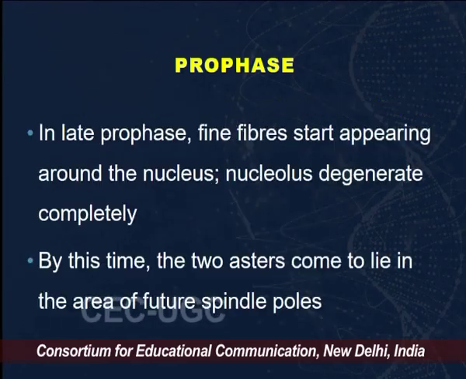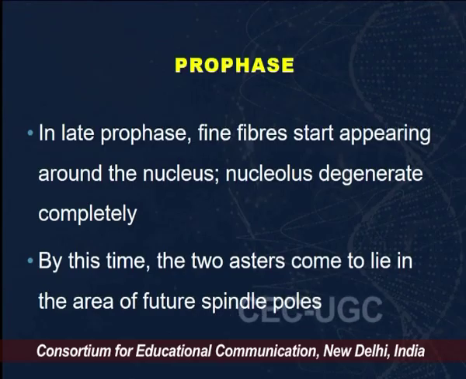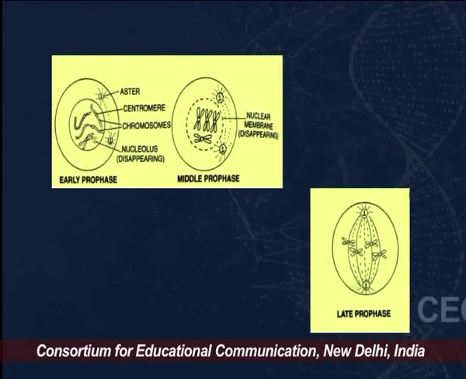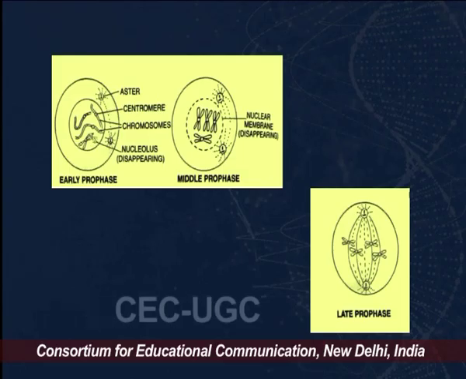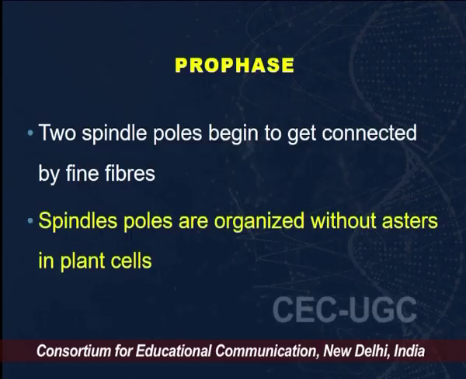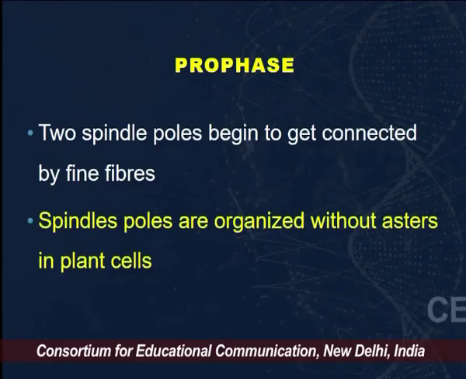Prophase we are dividing into early prophase, middle prophase and late prophase. Now, we are talking about what happens in the late prophase. In the late prophase, the nucleolus degenerates completely, and by this time the two asters come to lie in the area of future spindle poles. I will show you in a diagram that the two spindle poles begin to get connected by fine fibers, microtubules, and in the plant cell the spindle poles are organized without asters.